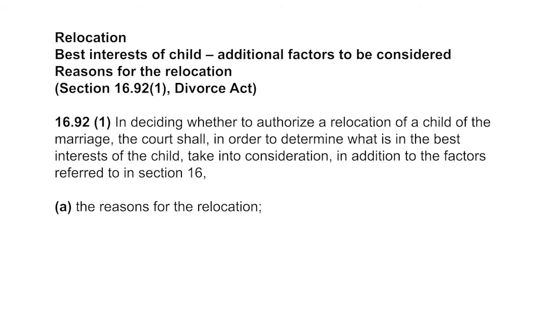So our next section, best interest of the child, additional factors to be considered. This is 16.92 sub 1. In deciding whether to authorize a relocation of a child of the marriage, the court shall, in order to determine what is in the best interest of the child, take into consideration, in addition, the factors referred to in section 16. This is another important change.